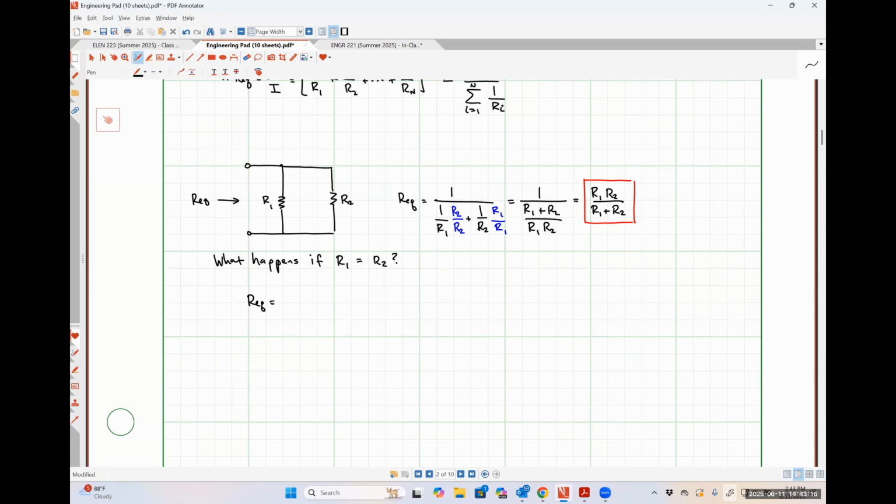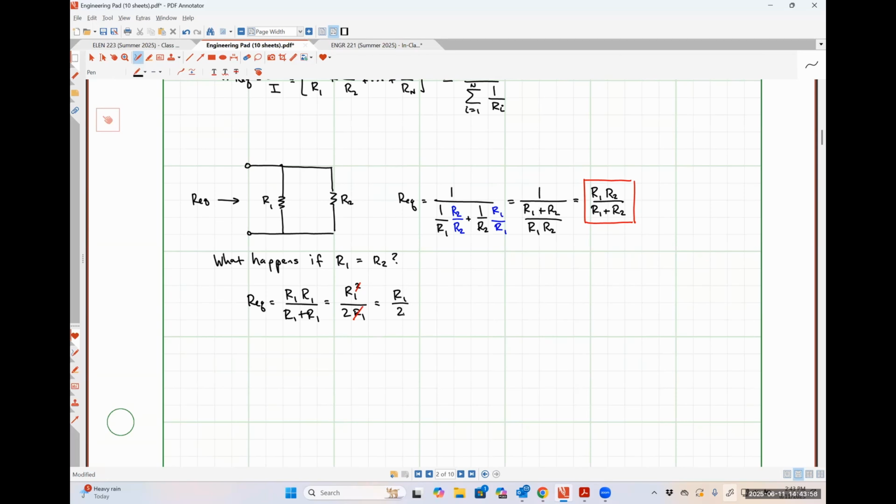R1 times R1 over R1 plus R1, which is just R1 squared divided by twice R1. And we can see very easily that the squared gets rid of this guy down here in the denominator, and we are left with simply R1 divided by 2. So essentially, anytime you have two identical resistances in parallel with each other, the equivalent resistance is just half of whatever the original resistor value was.